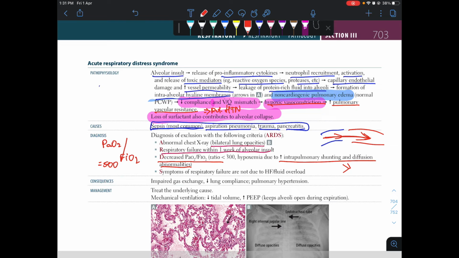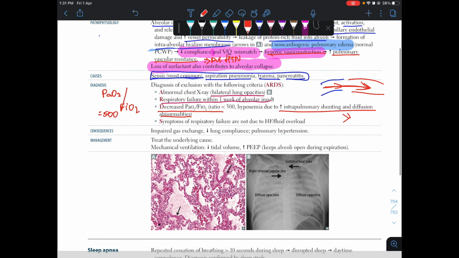And the consequences of acute respiratory distress syndrome include impaired gas exchange due to formation of hyaline membranes. There will be impaired gas exchange and decreased lung compliance, and pulmonary hypertension because due to hypoxic vasoconstriction there will be generalized hypoxic vasoconstriction, and this increases the pulmonary vascular resistance. This leads to pulmonary hypertension.